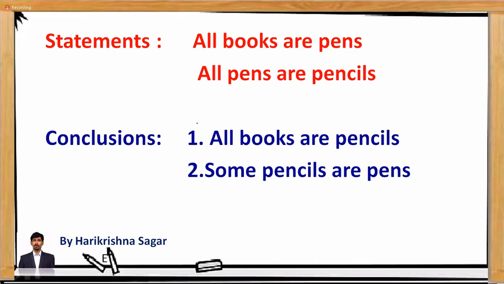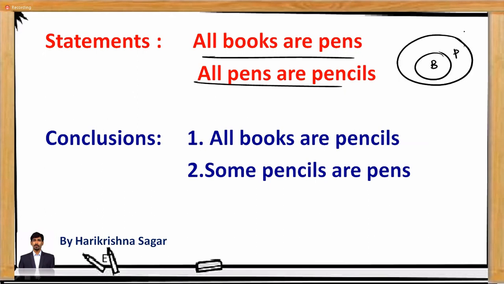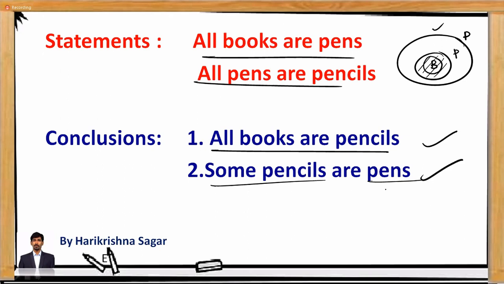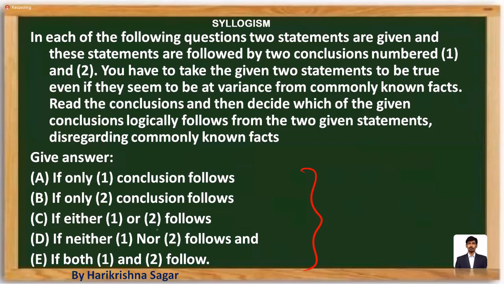So what we can say as per the given statements, all books are pens and all pens are pencils: all books are pencils is a correct statement. All these books are pencils. Some of the pencils are pens. So that's also a correct conclusion. Because we are able to see that conclusion 1 and conclusion 2 follow, the answer choice for the question is going to be both 1 and 2 follow, which is available as option E. You can mark it as the answer choice.